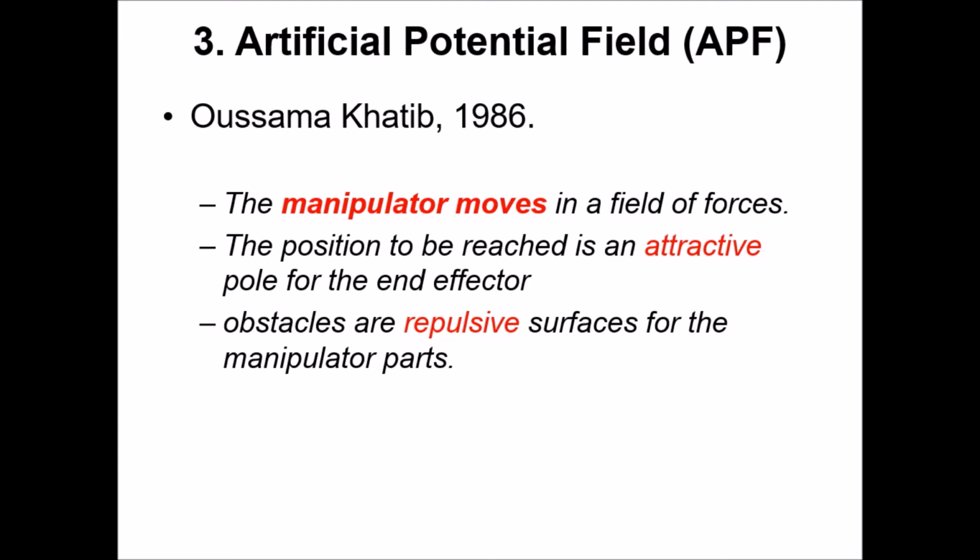Artificial potential field was introduced by Oussama Khatib around 1986. Basically, for this particular algorithm, the objective is that the manipulator will move in a field of force. The field of force consists of 2 parts. The first one is the attractive, and the second one is the repulsive. Attractive is by definition the goal location, and repulsive is the force that is generated by the obstacle.